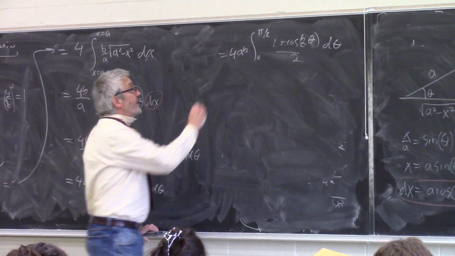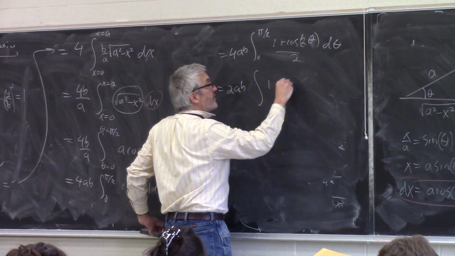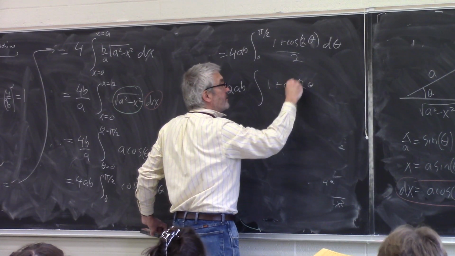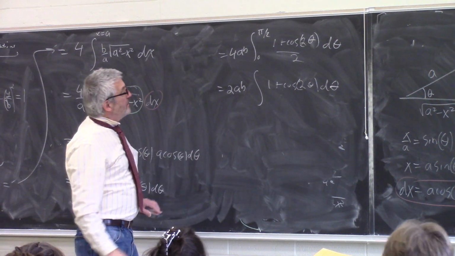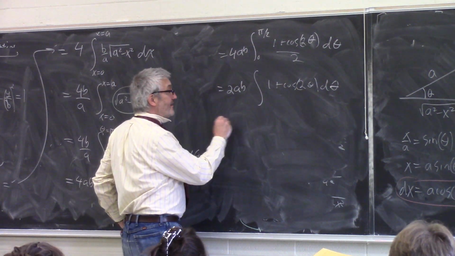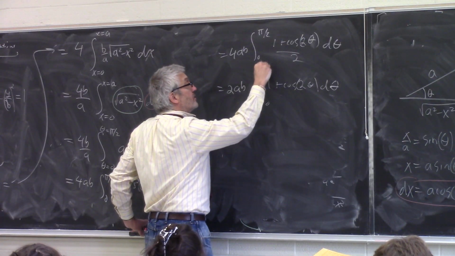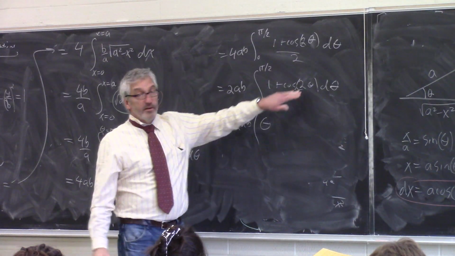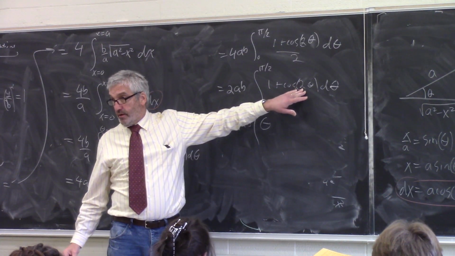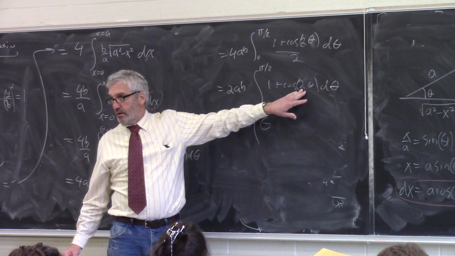So then the 2 comes out, I end up with 2ab times the integral of 1 plus cos 2 theta. So the integral of 1 is easy. And this is from 0 to pi over 2. The integral of 1 is just theta. What's the integral of cos 2 theta? What's an antiderivative of cos 2 theta?